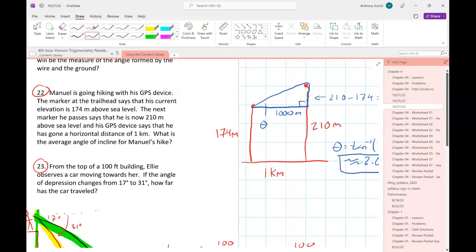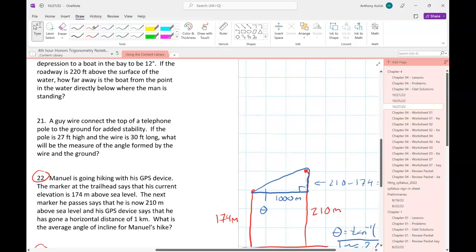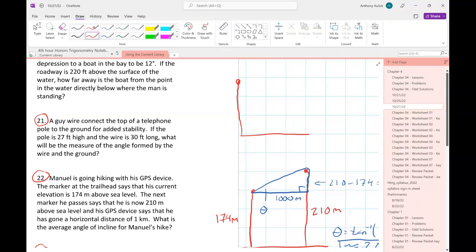Rita. Sure. You guys are big on the story problems today. A guy wire connects the top of a telephone pole to the ground for added stability. If the pole is 27 feet high and the wire is 30 feet long, what will the measure of the angle formed by the wire and the ground be?